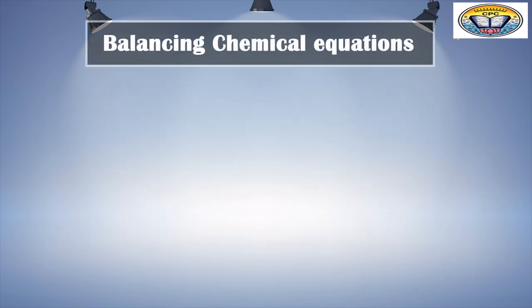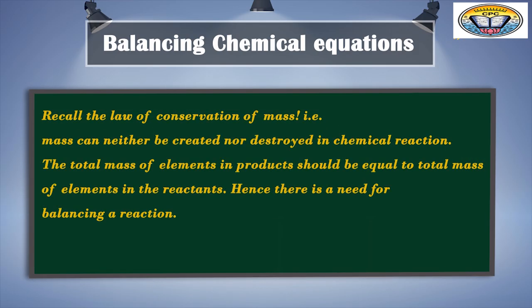Balancing chemical equations. Let us recall the law of conservation of mass. The law of conservation of mass states that mass can neither be created nor destroyed. In chemical reactions, the total mass of all the elements in the products should be equal to the total mass of all the elements in the reactants. Thus, there is a need for balancing a chemical equation.